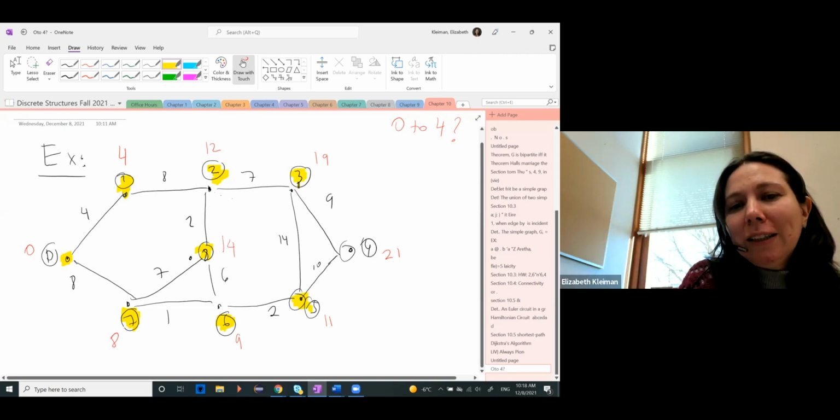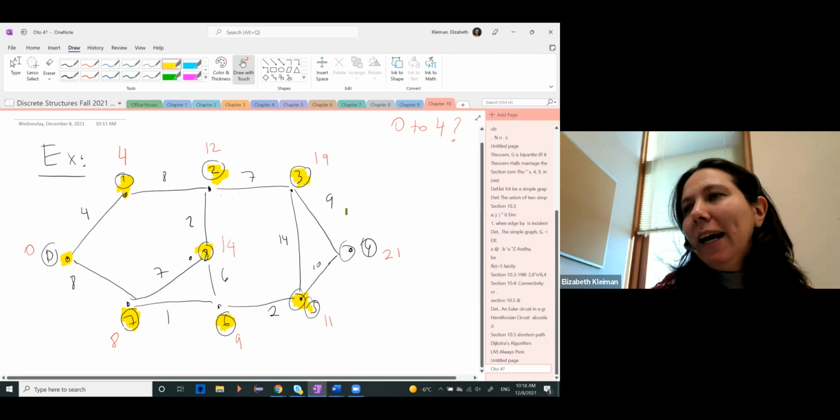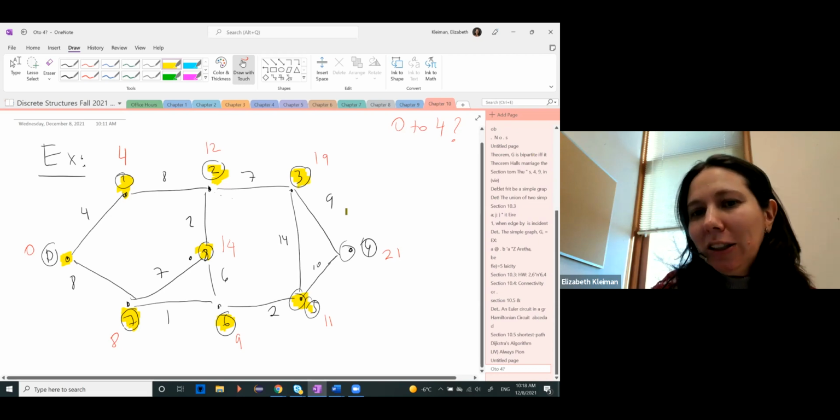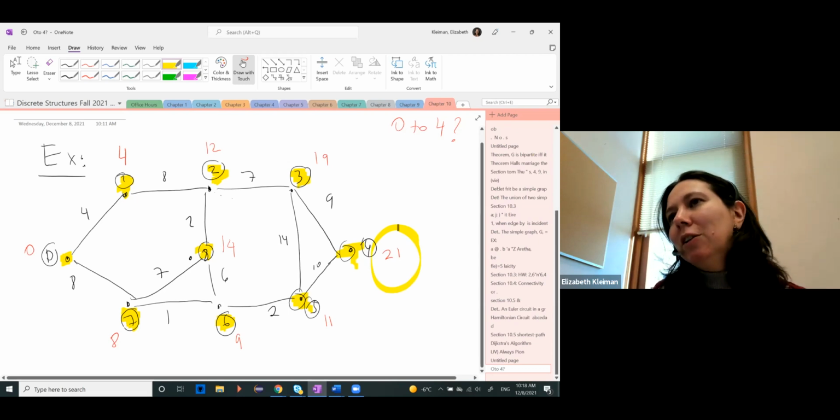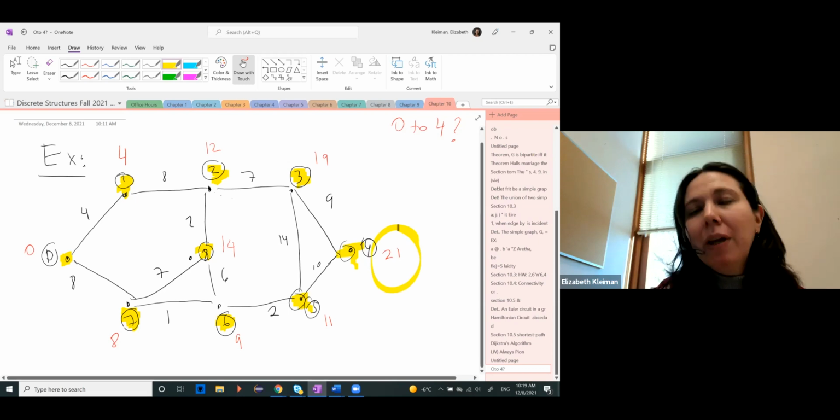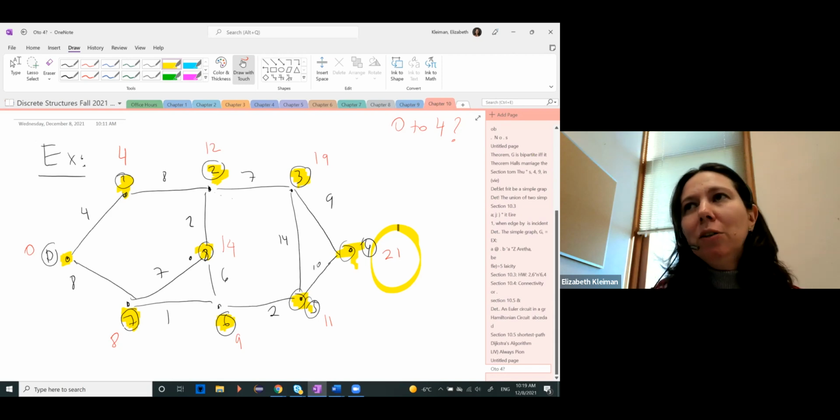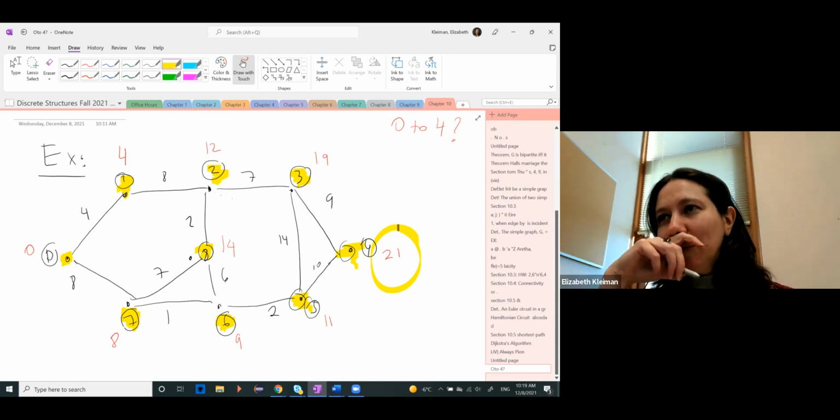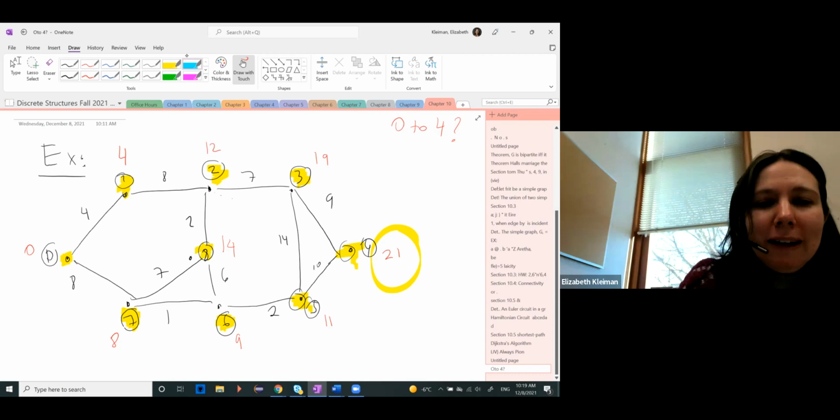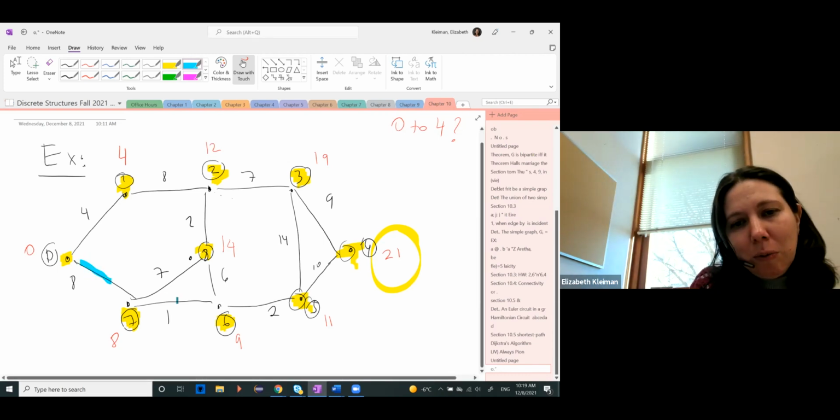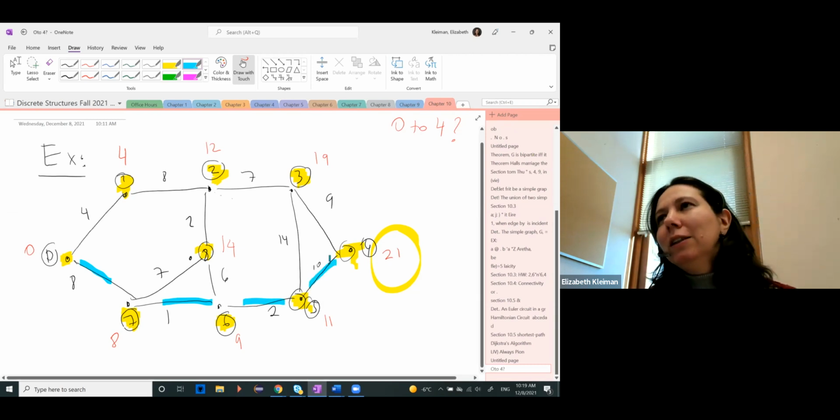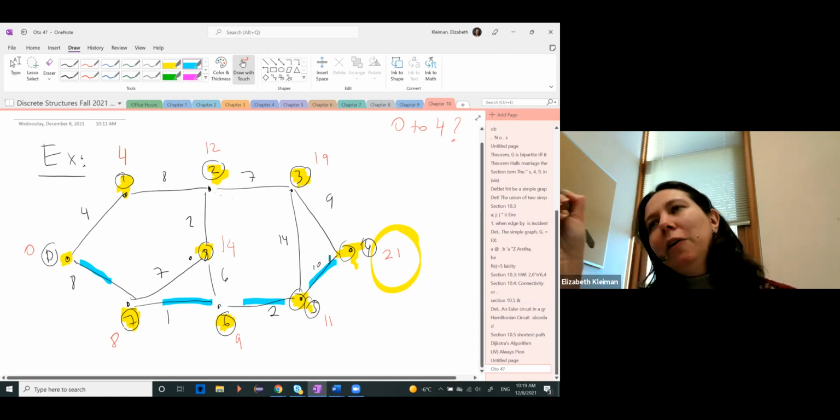Finally, we need to check this one. So 19 plus 9 is 28, and 28 is not good. So the next one is this one, but we just report that the shortest path weight is 21. Now, this time I did a lousy job. I did not remember exactly what path I took, correct? But I can mark it for you. So what we really took is 8 plus 1 plus 2 plus 10. This is the path.